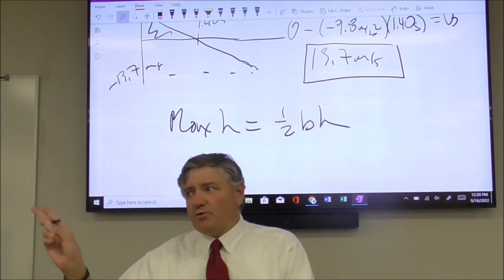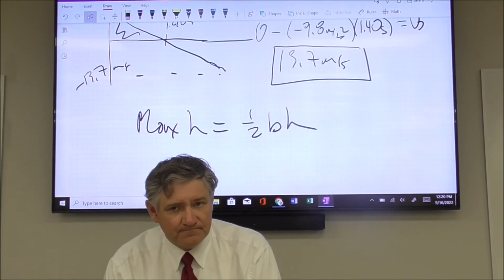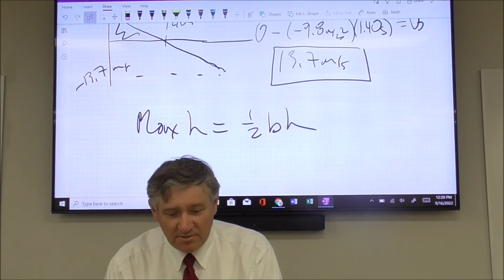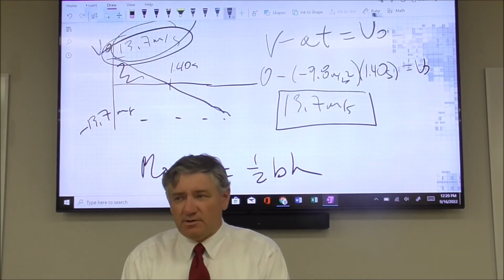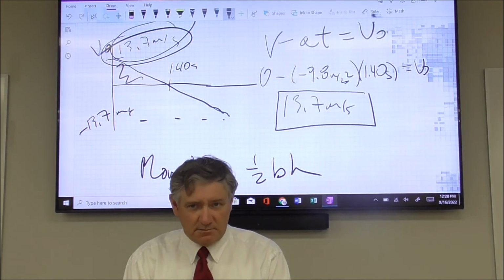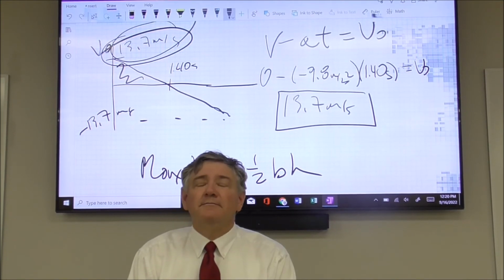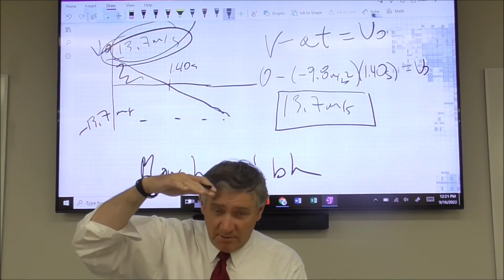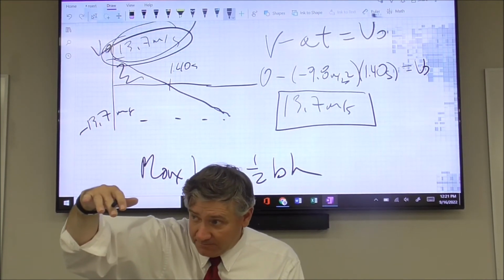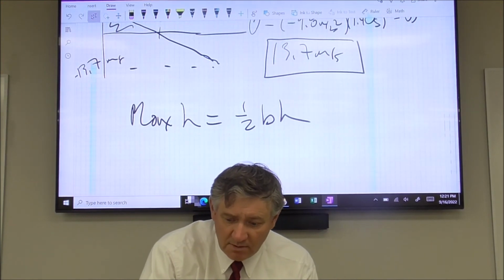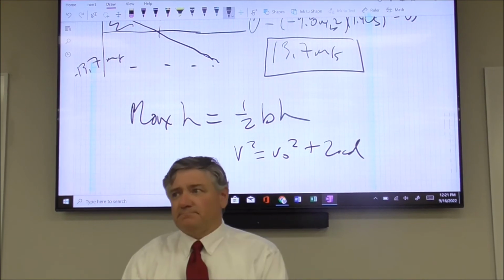Could you use that equation to find your maximum height? You know your initial velocity, 13.7. Do you know your final velocity? Zero on the way up. You're going to start at 13.7, you're going to go to zero. Do you know your acceleration on the way up? Yep. So you could also use v squared equals v naught squared plus 2ad.